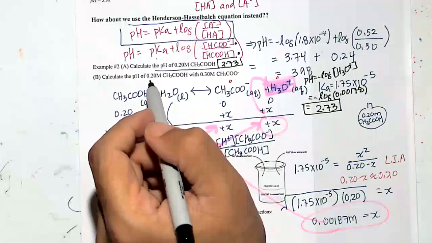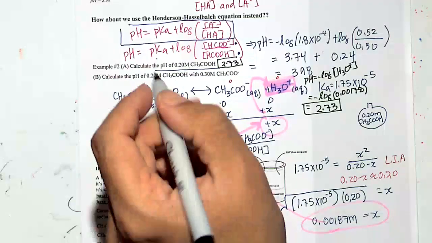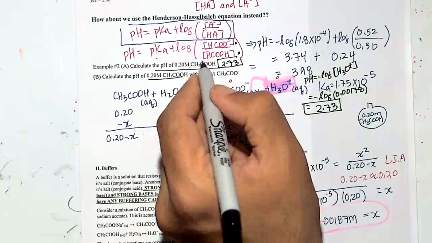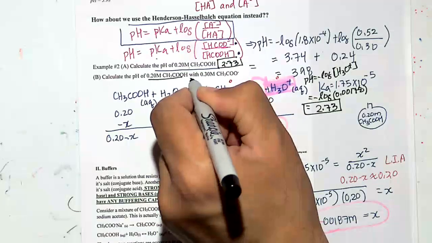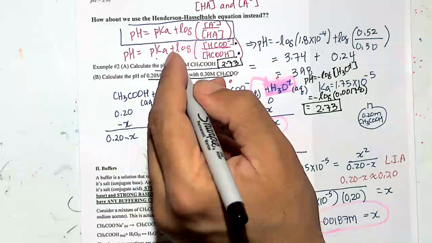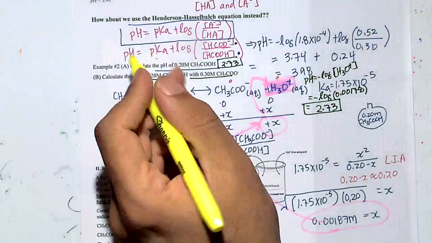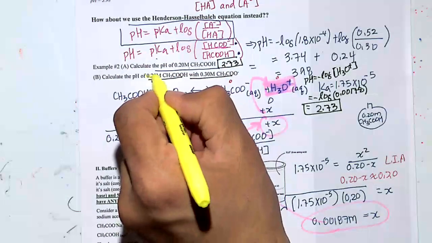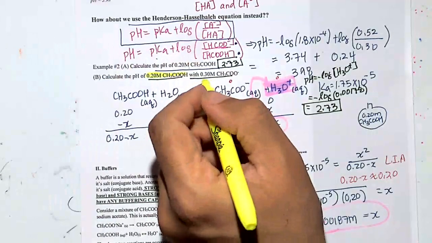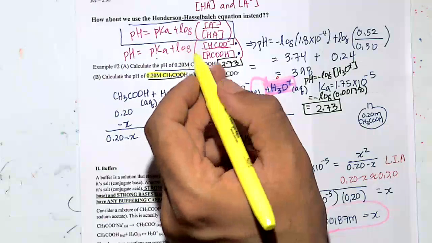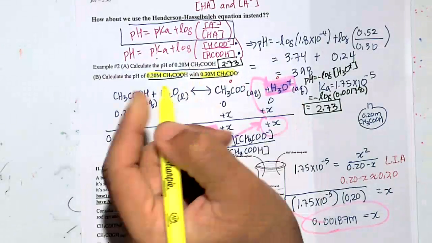Okay, how about part B? pH of acetic acid at 0.2 molar with 0.3 molar acetate. Okay, so what do we have present? We have present the acid. What else do we have present? The conjugate of the acid. So what is the conjugate of acetic acid? It's CH3COO minus, which is acetate ion.